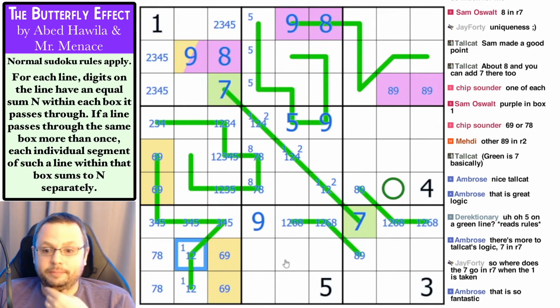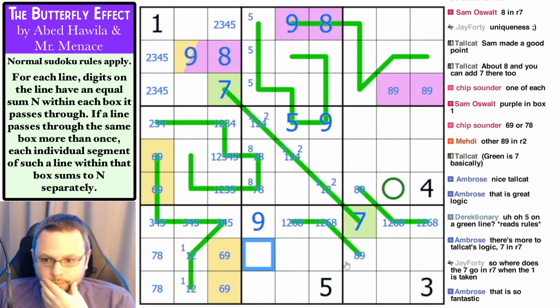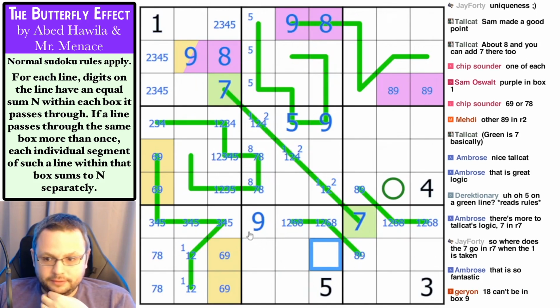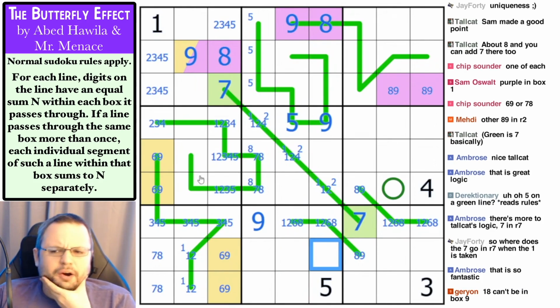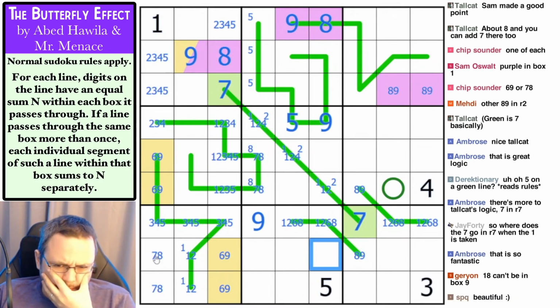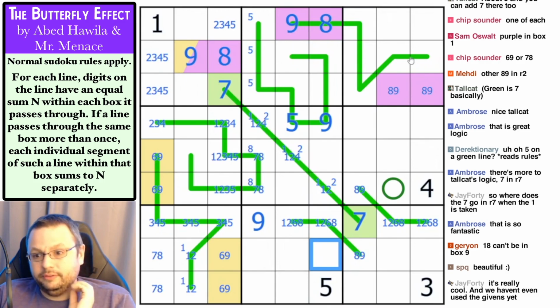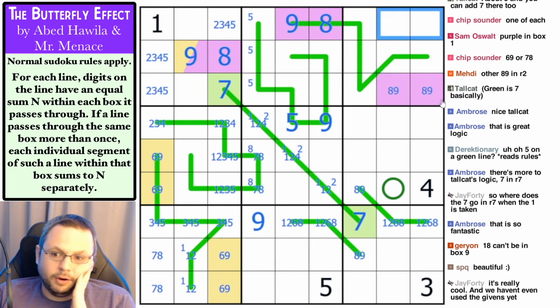This is an amazing puzzle. This is just like showing off at this point. Let's see. Okay, so the 7 could be up here, but it could also be up here. I don't know yet.